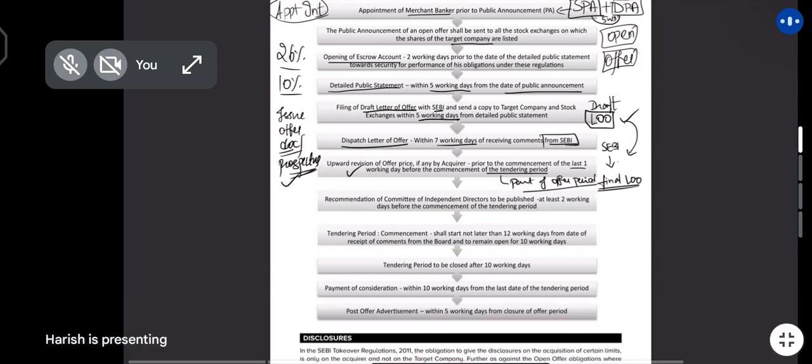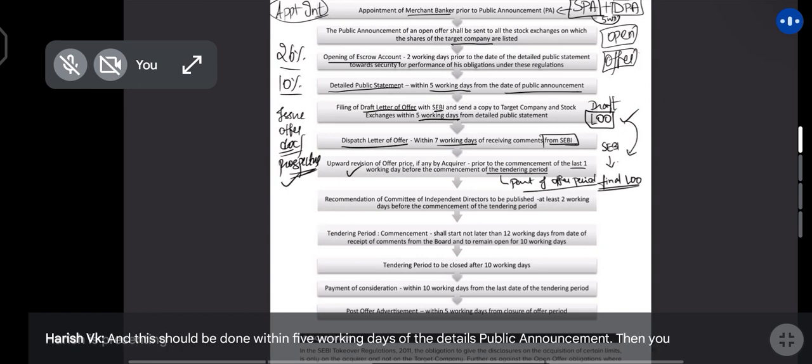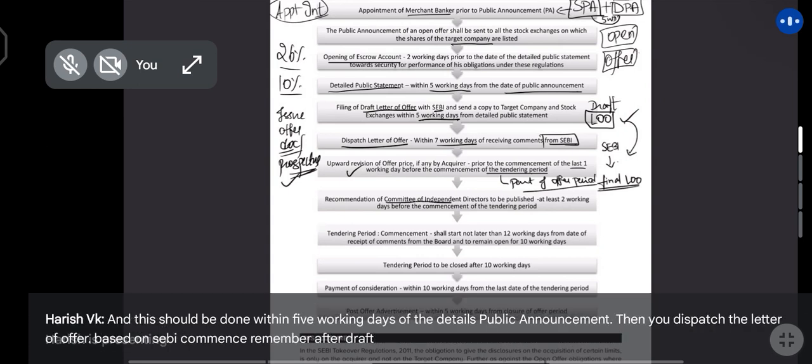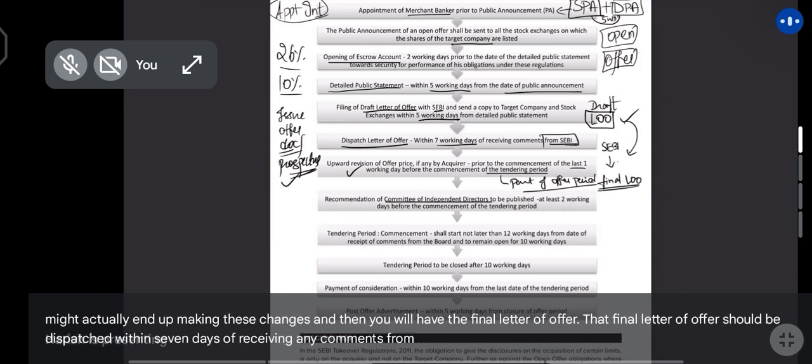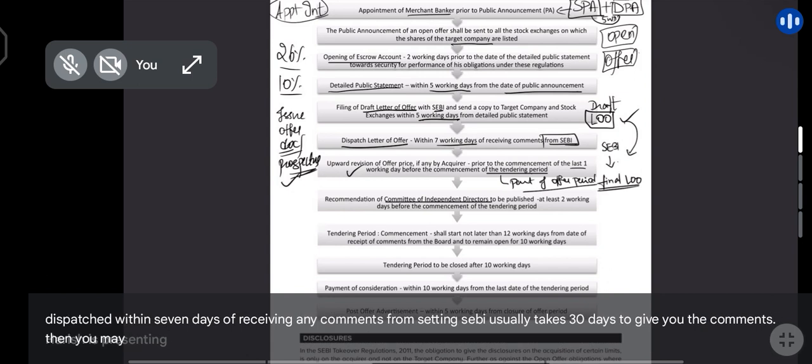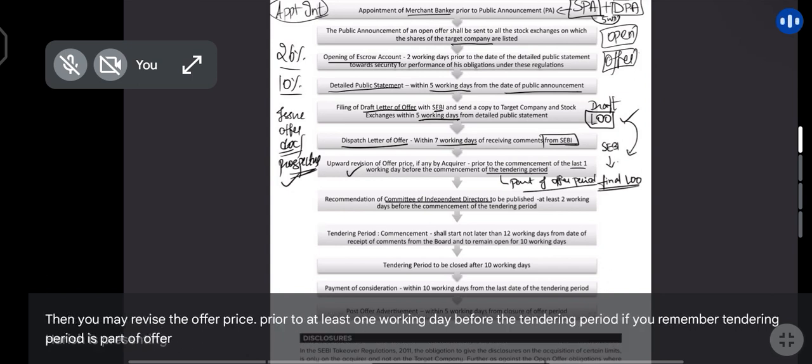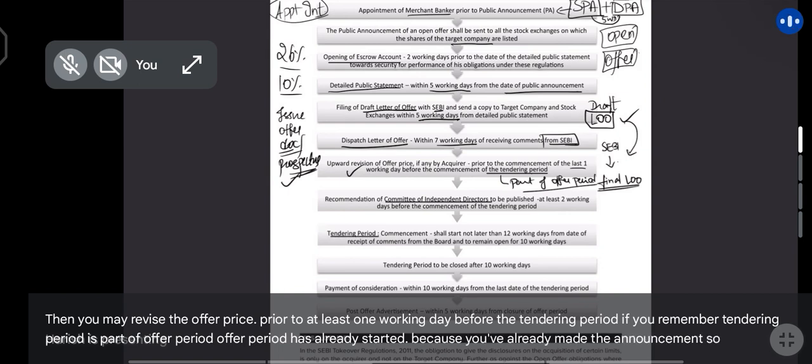Then within 2 working days, you have to submit the recommendation of your company's independent directors. What do they feel about this acquisition? Do they feel this acquisition is required or not? Their opinion should be submitted. Then the tendering period starts.